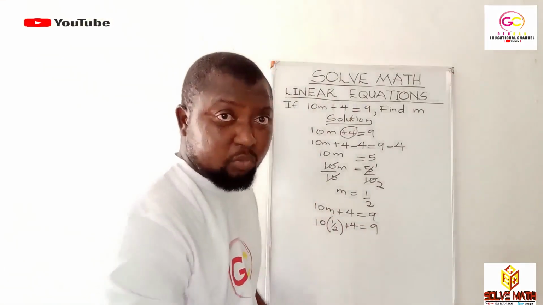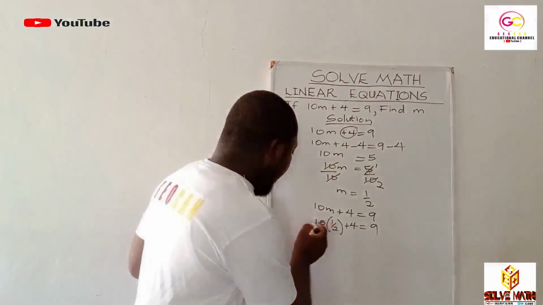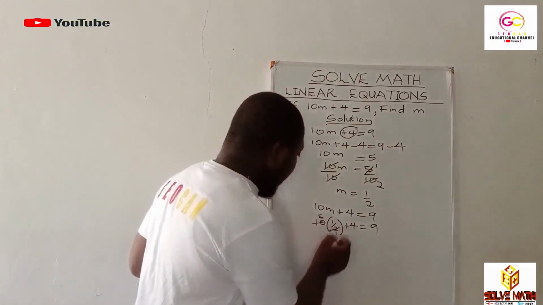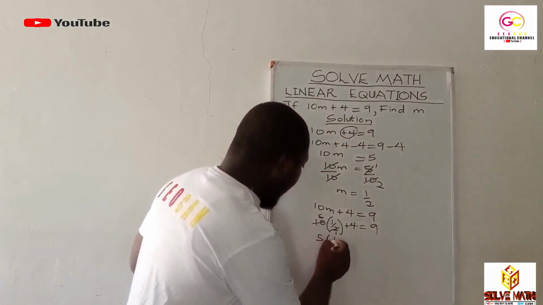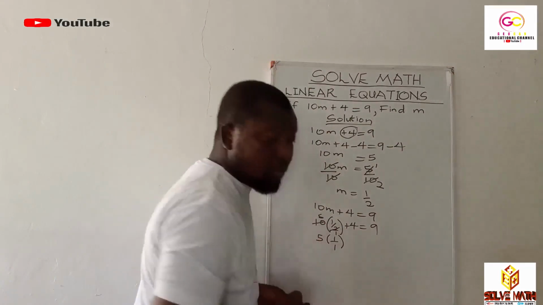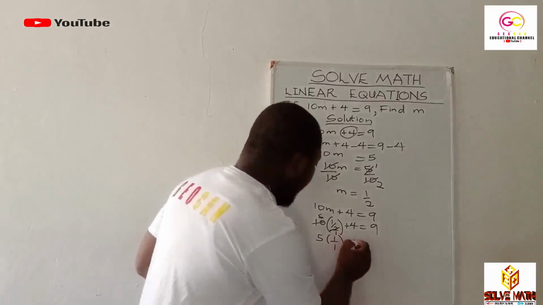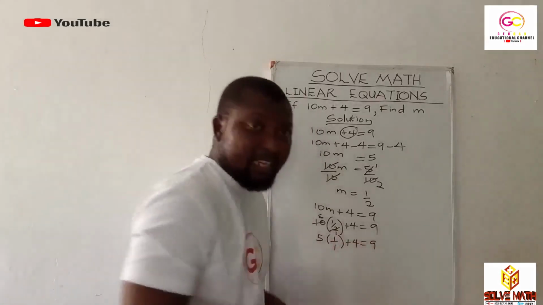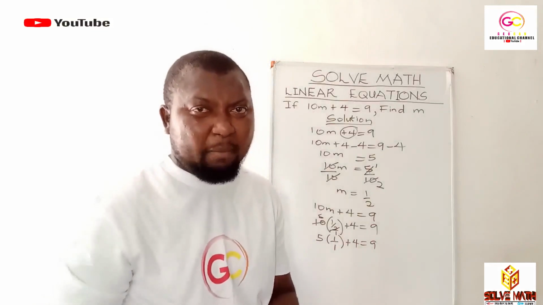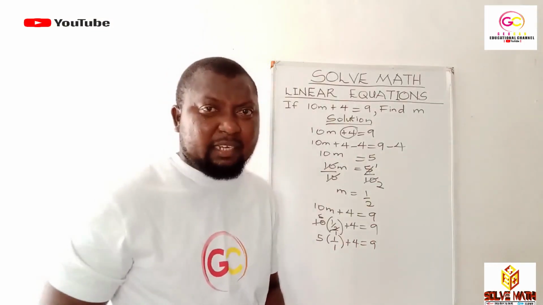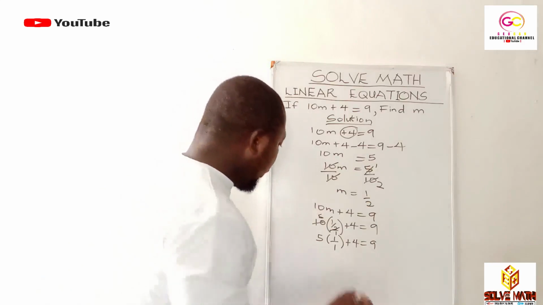Now, 2 will go into 10, right? What I mean is 2 times what will give you 10? It's 2, 5, 10. 2, 1, 2. So you have 5 here. You have your bracket, 1 over 1, bracket close. You have your plus 4 is equal to 9. Let's take our time so that you can understand. Don't rush in mathematics. Follow systematically, step by step.